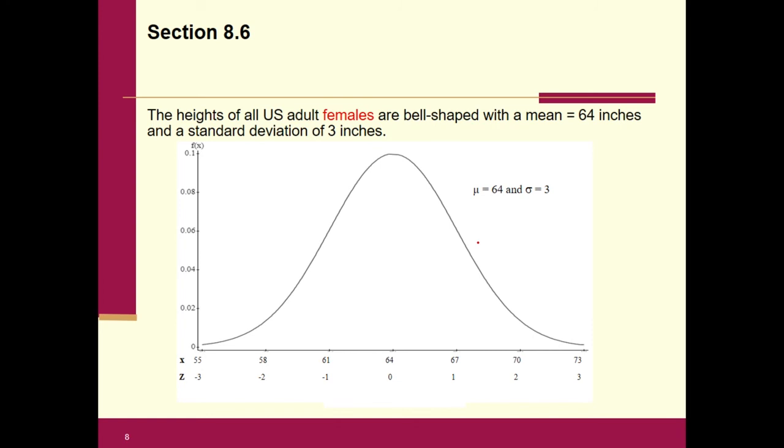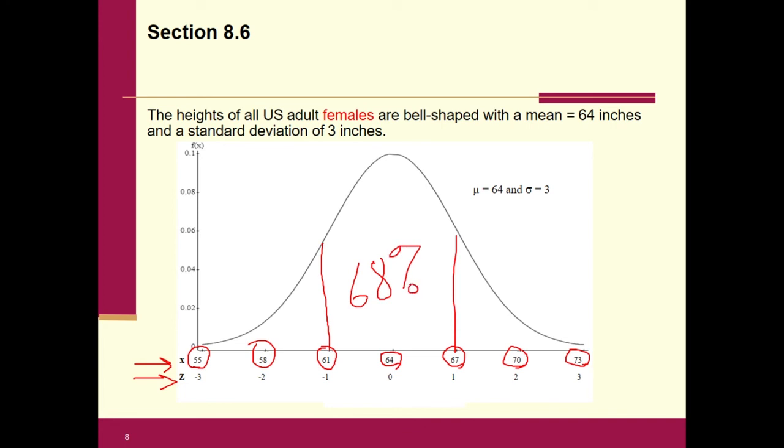So notice here, x has changed. Before, it was whatever the mean height of males was, which I think was 70. Now it's 64. The standard deviation is no longer 4, it's 3. So notice the x scale has changed versus what it was for the males. What hasn't changed is the z-score scale. You still have 0, 1, 2, 3, and negative 1, negative 2, negative 3. And if I drew a line right here and right here, we know that about 68% of the data is between those two points.